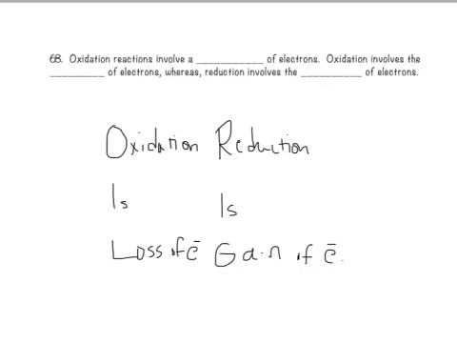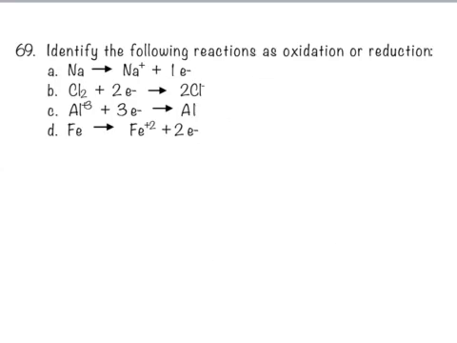In reading this, oxidation reactions involve a loss of electrons. So oxidation involves, once again, loss. I don't know why it's on there twice, but reduction involves the gain. I'm not certain why it asked that twice, but there you have it. Recalling from the last slide, OIL RIG: oxidation is loss, reduction is gain of electrons.